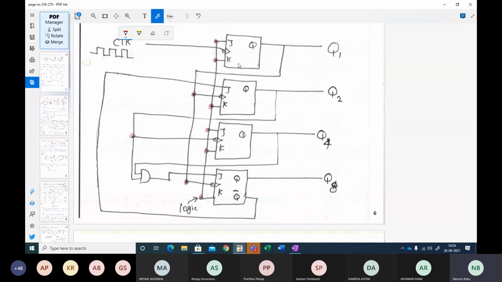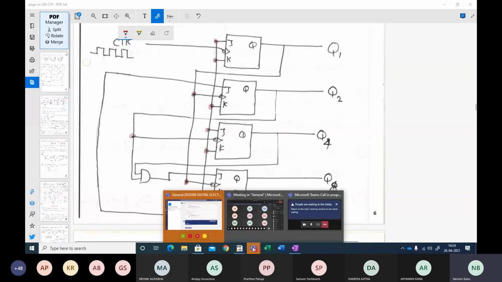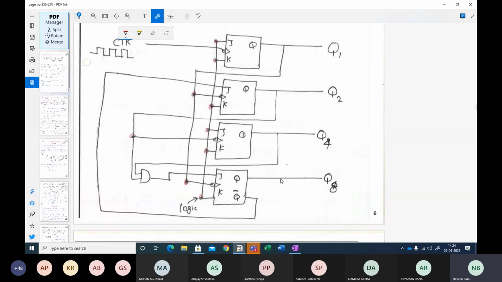So all these are JK flip-flops. All these you can see that they are shorted, and they are not given 1. So now we give a clock to the first flip-flop, and the next clock is triggered from Q, which means that these are positive triggered flip-flops. So we are having a NAND gate, which means that the input to our NAND gate, so this is your Q4.